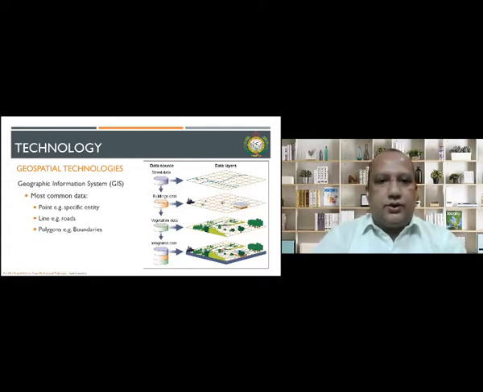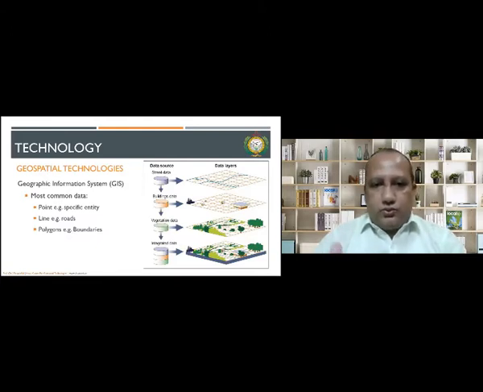So the next component of geospatial technology is Geographic Information System, and again, I believe that by now you must have learned something about GIS as well, and you must know the different data types that GIS utilizes. The data structure has three most common types of data. There could be some other types, but these three are the most fundamental data types. So the first one is point, the second one is line, and the third one is polygon.